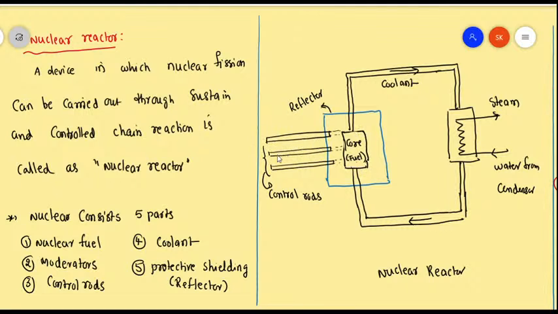If you want to control the chain reaction, then we have to insert control rods. Boron and cadmium can be used as control rods. These control rods are inserted into the core. At the moment the released neutrons are completely absorbed, the chain reaction will be stopped, right?